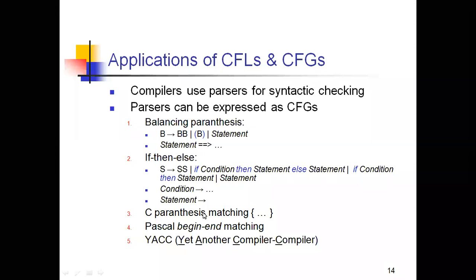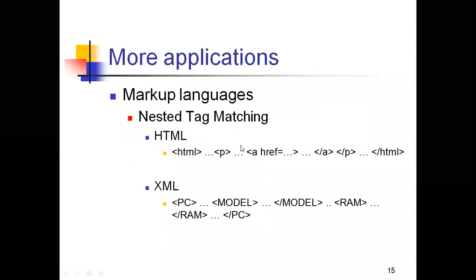And the third one is that we can also use C parenthesis matching, that means brace matching. We can use context-free grammars for Pascal begin-end matching. And also for ACK, which is one of the tools for compilers, a parser tool. For generating parsers we use this tool, and it is also from the Unix utility, like another compiler compiler. So these are the applications we have for context-free languages as well as context-free grammars.